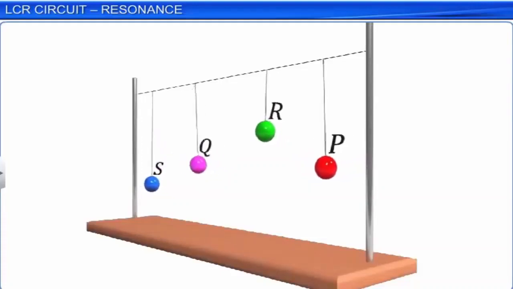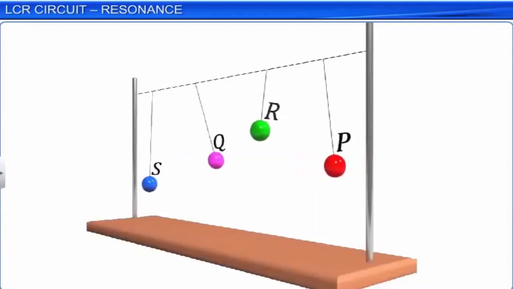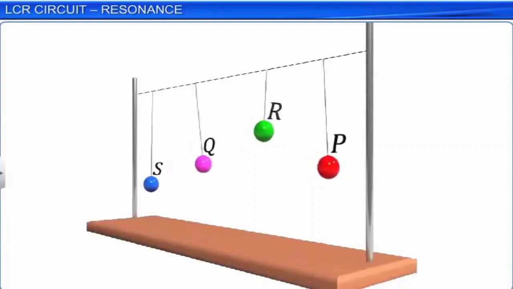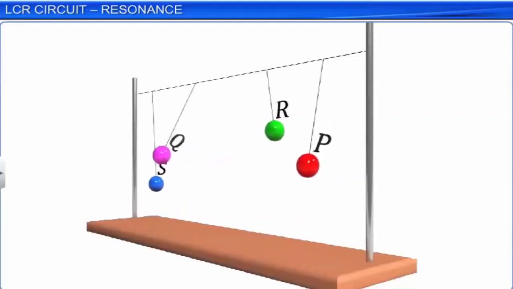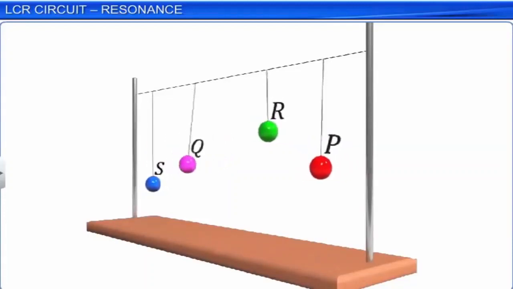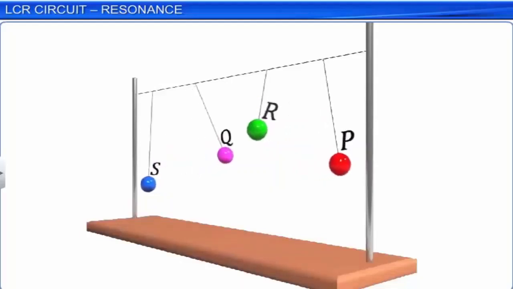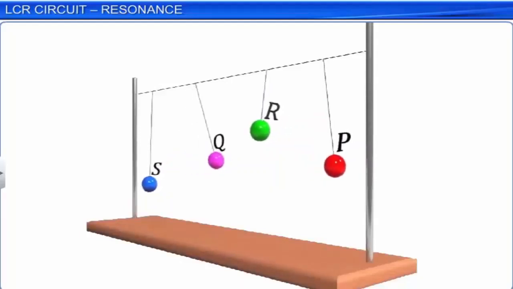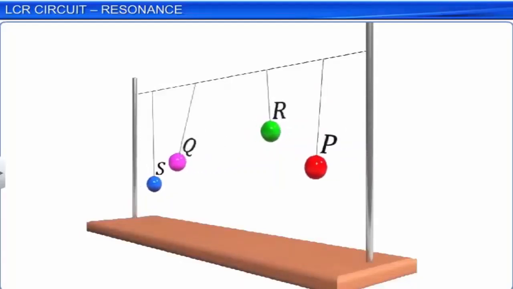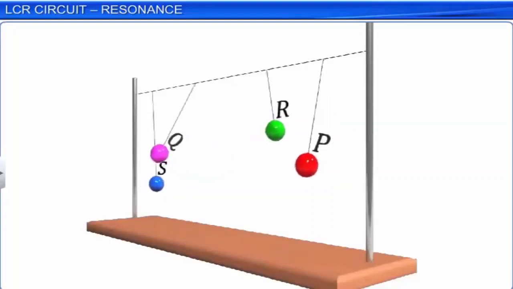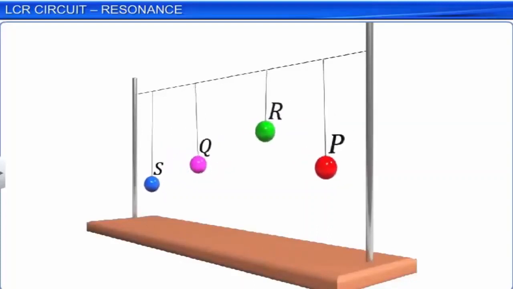Out of the 3 pendulums Q, R and S, the length of pendulum Q is equal to that of pendulum P. Hence, the natural frequencies of these 2 pendulums are equal, and this gives rise to the situation where the pendulum Q oscillates with increasing amplitude due to resonance. This is an example of resonance in mechanical systems.